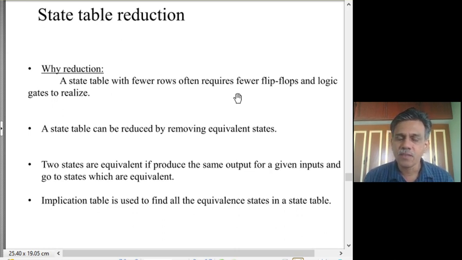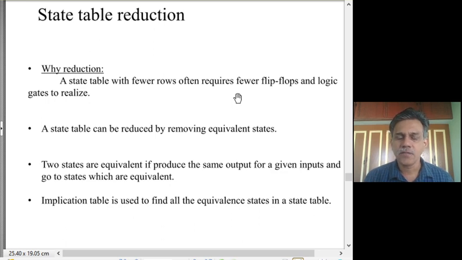So we say that 2 states which capture the same behavior of the machine are equivalent. Equivalent in the sense that they behave in the same manner, and therefore only one can be retained. So now we introduce a term called equivalent states. 2 states are said to be equivalent if they have identical behavior. We need to now characterize the behavior.